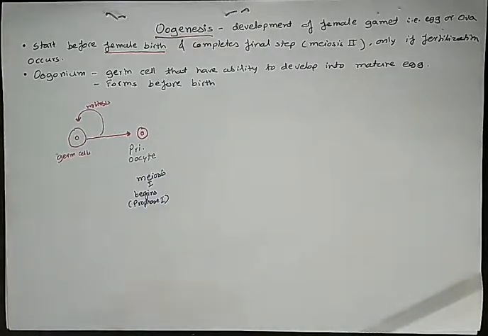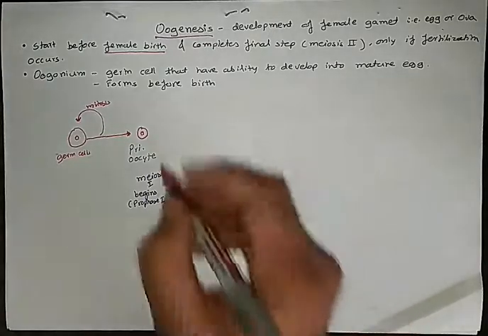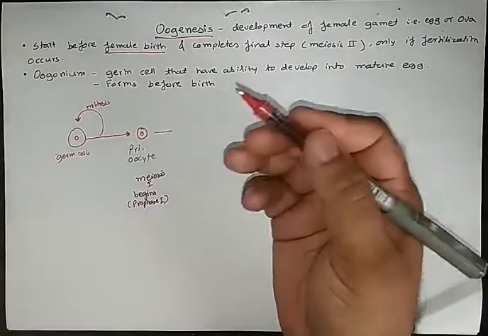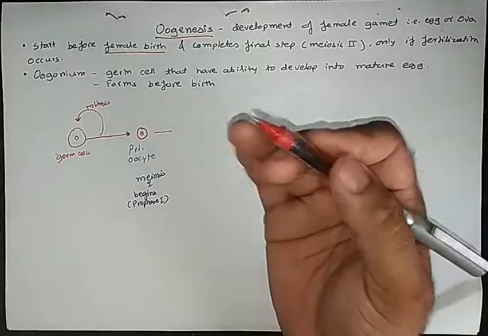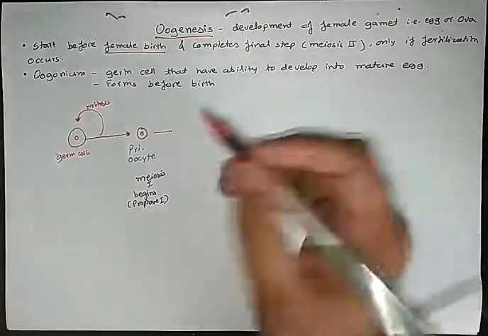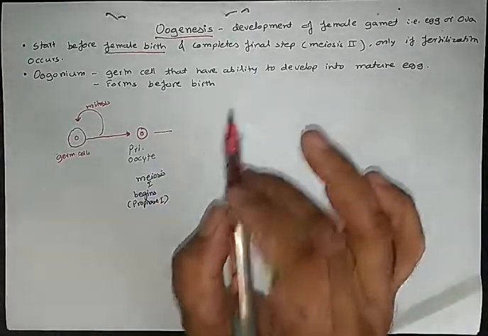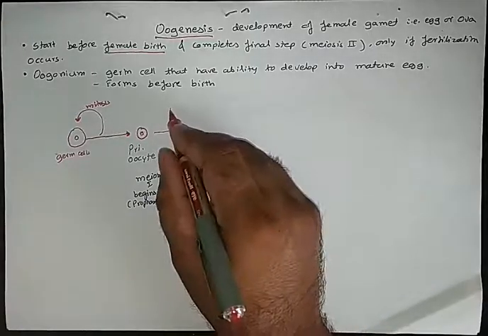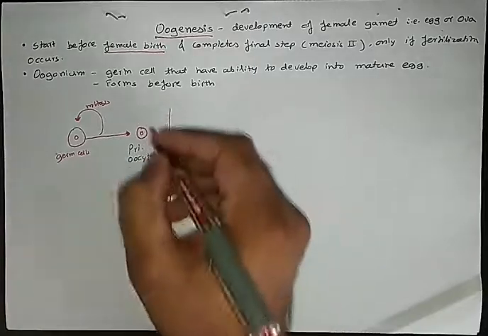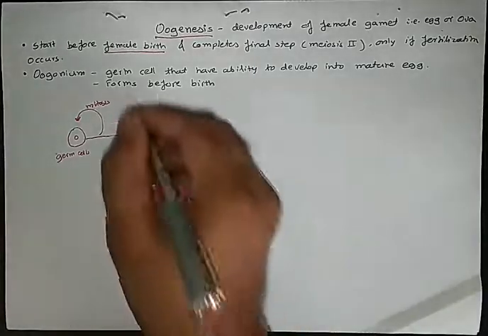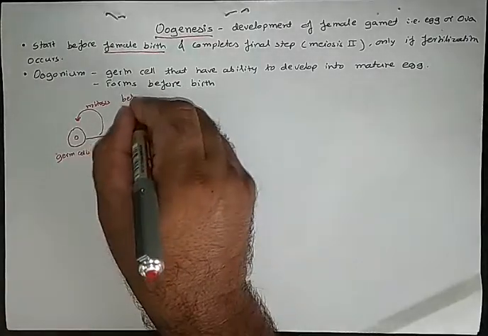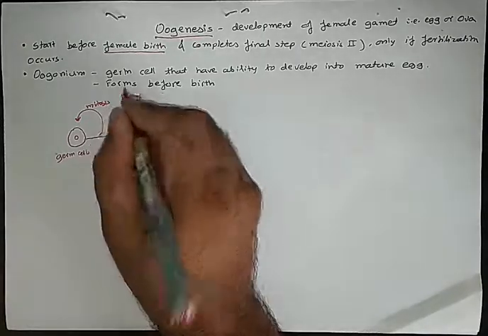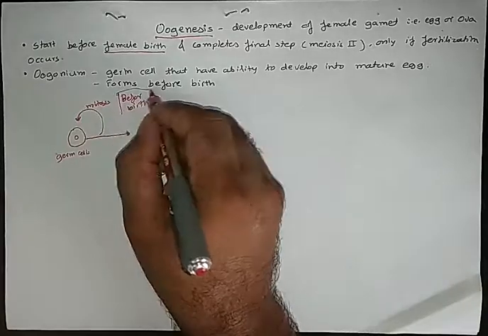After that, birth happens. And after birth, basically all these multiple, like maybe 40 to 60,000 primary oocytes, are in the female ovary. So all this part happens before birth. So this part is before birth.